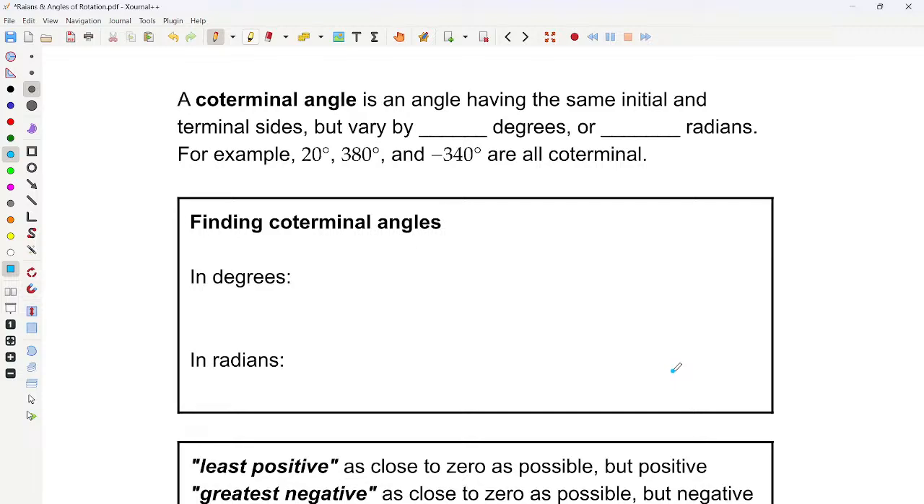So, coterminal, bottom line up front. Same starting position, same ending, so they overlap, but it's not the same rotation.